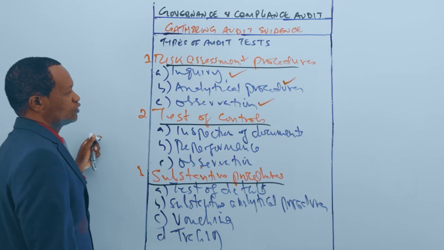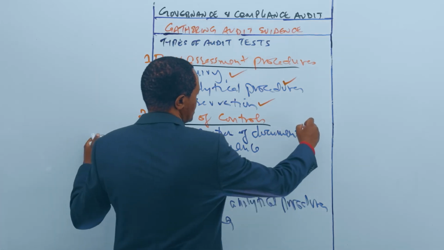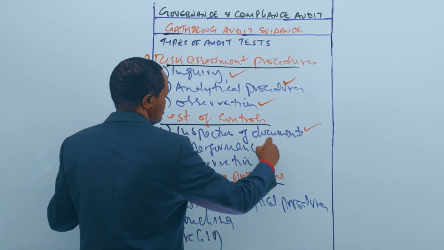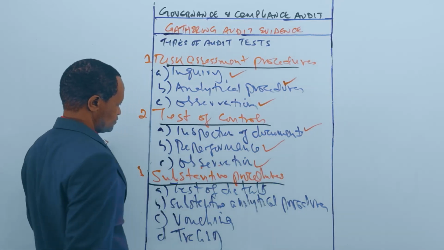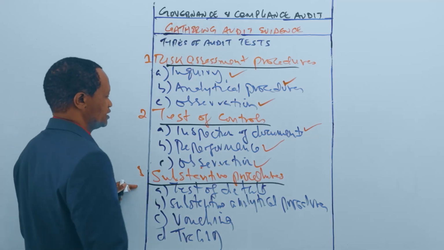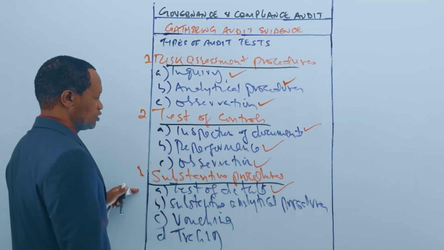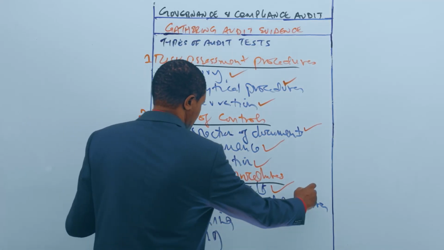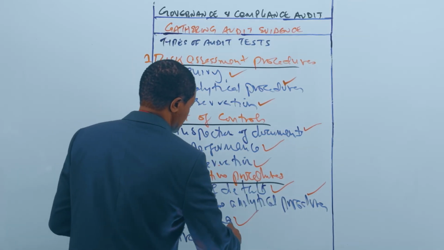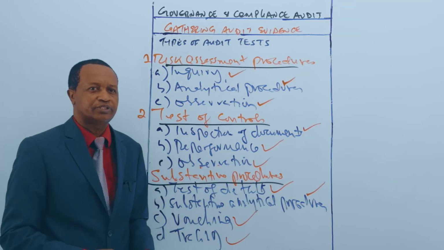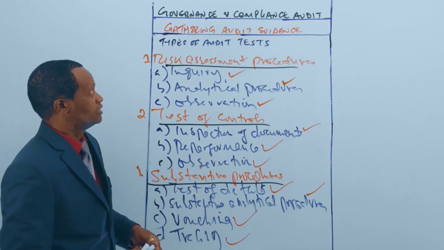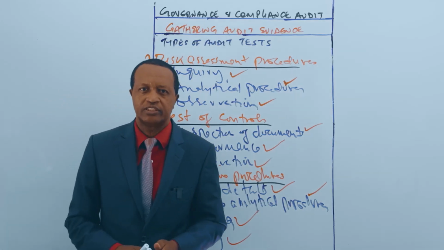How do you carry out tests of controls? Number one, you do inspection of documents. You can reperform and observe. In substantive procedures, you test the details. You carry out substantive analytical procedures, vouching and tracing. These are the types of audit tests in governance and compliance audit.